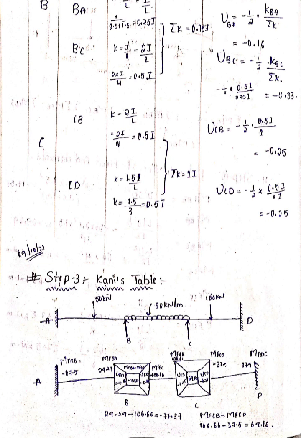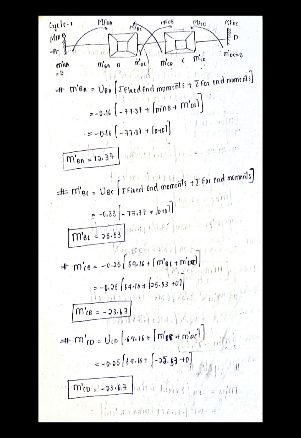Now we will calculate this M dash. We need to calculate the M dash values by performing various iterations. Cycle 1, you can see here, and the formula: M dash AB is 0 here, and M dash DC is also 0. Then M dash BA equals UBA into the sum of fixed end moments plus the sum of far end moments.